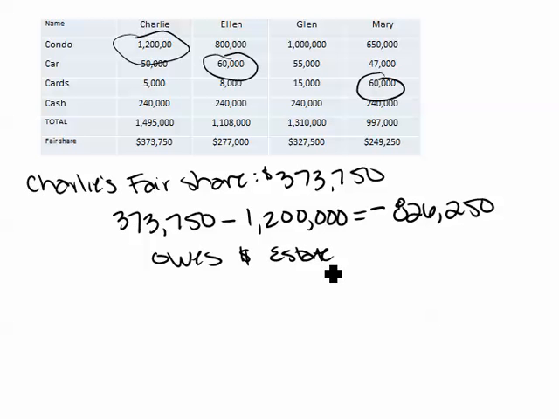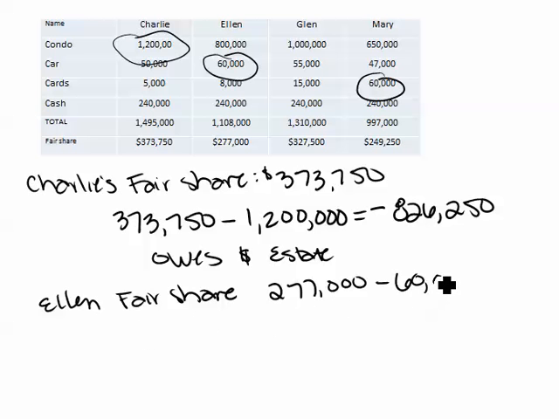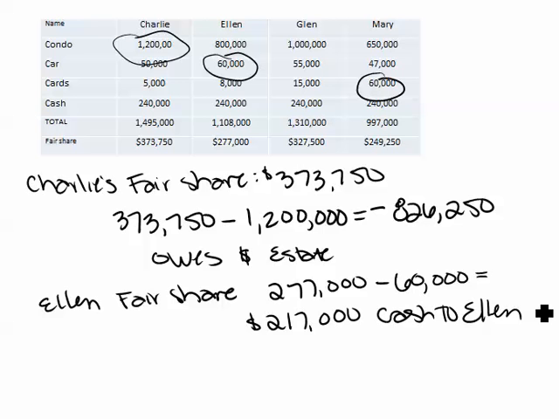Then we're going to look at Ellen. We said that Ellen's fair share was $277,000. Okay, all she bought was the car. So we're going to take $277,000 minus her $60,000 that she's going to pay for the car, and that's going to leave her with $217,000. And that's cash to Ellen. Her fair share is higher than what she's going to pay for the items.